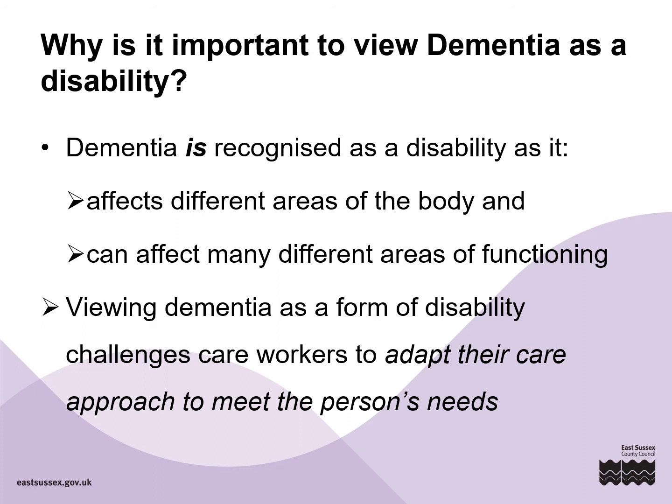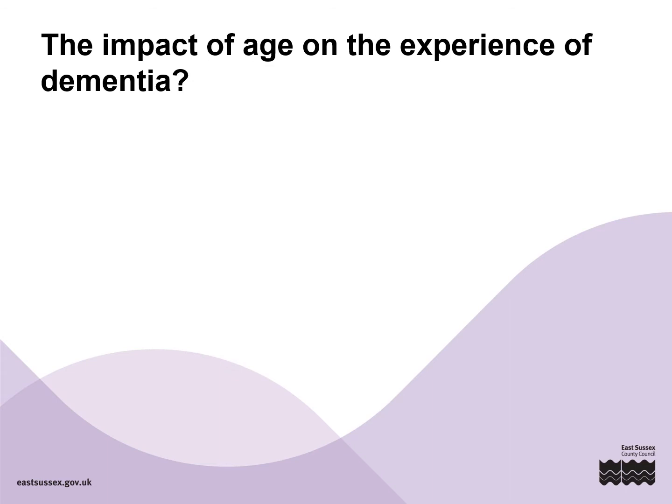Viewing dementia as a form of disability challenges the way care workers adapt their care approach to meet the person's needs, therefore not expecting the person to change. As with any disability, care workers can work with and around the difficulties and compensate for them in other areas, thus preventing further disability. The impact of age on the experience of dementia.